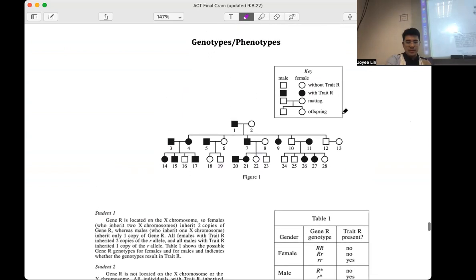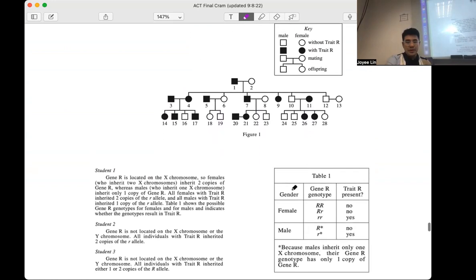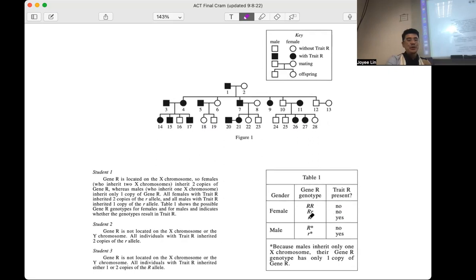Just some random things, right? Genotype and phenotype. So here in the table, we see that trait R is present when there are only lowercase alleles, right? So is trait R a dominant trait or a recessive trait? It's a recessive trait, right? It only appears when you have the recessive alleles.